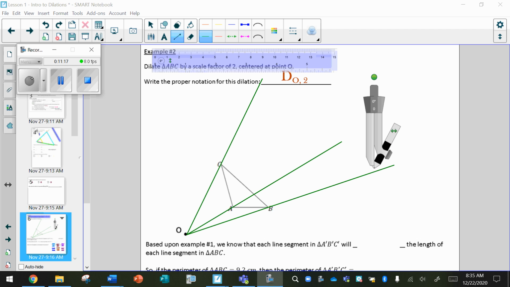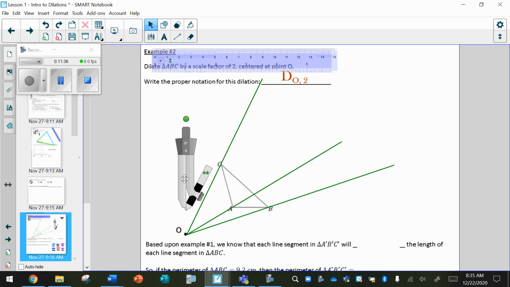So you should be doing this construction on your own, but what you're going to do is line up your straight edge and connect O to C, nice and long, O to A, nice and long, O to B, nice and long. Then you're going to measure with your compass the distance from O to C, and then you're going to mark that distance twice, because our scale factor is going to be 2. That first mark counts as 1.